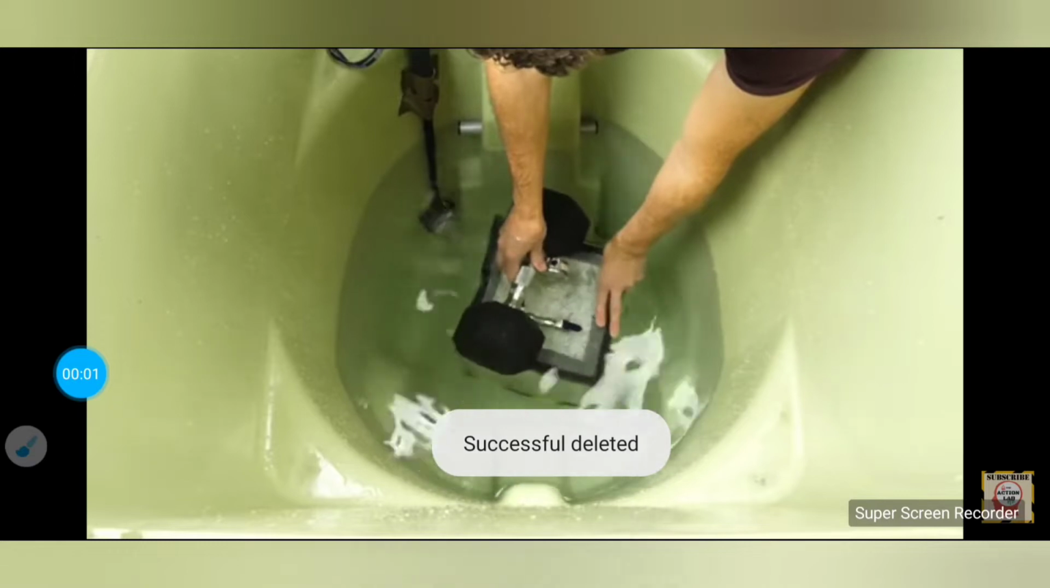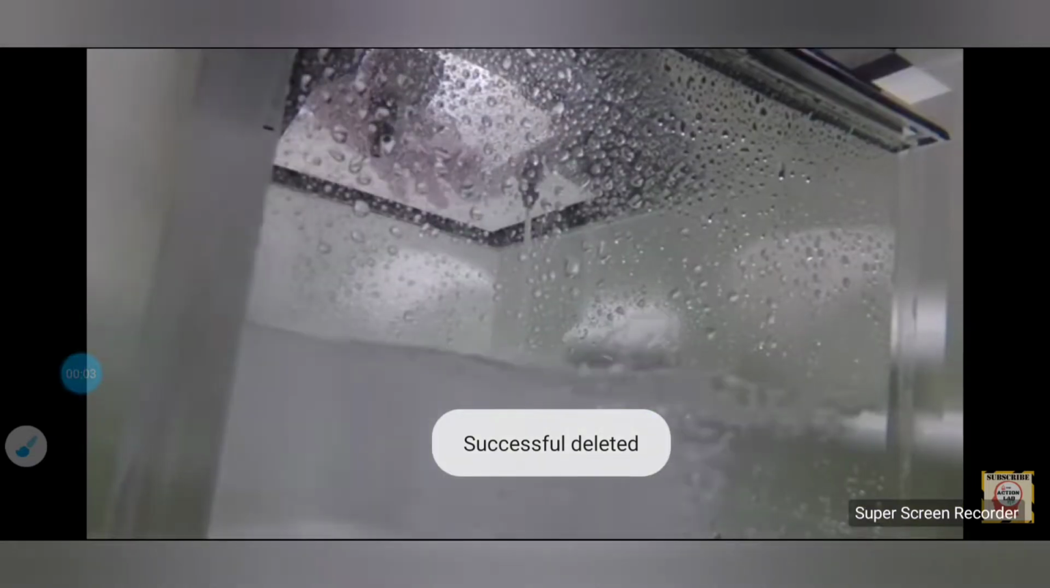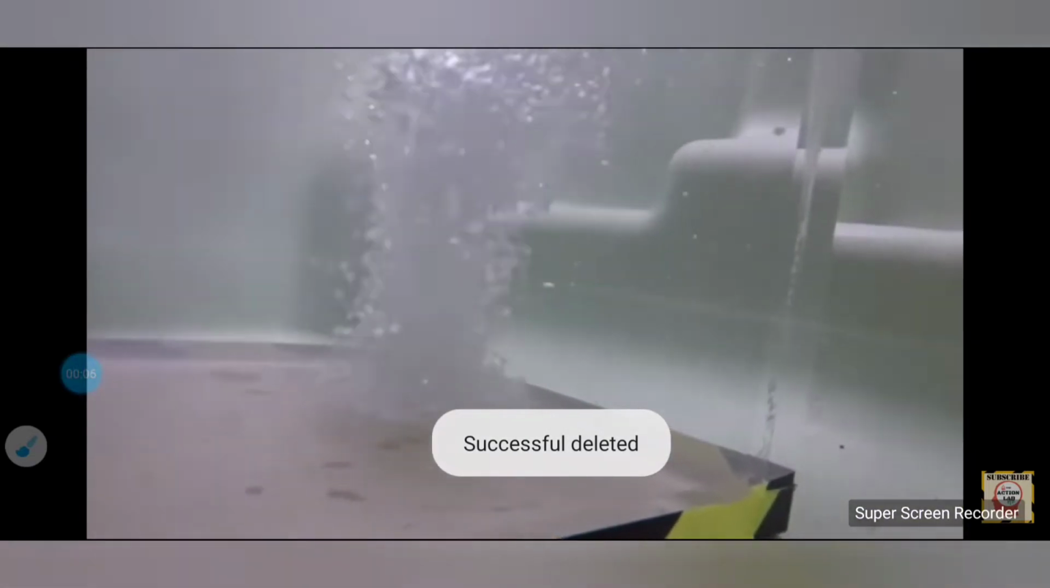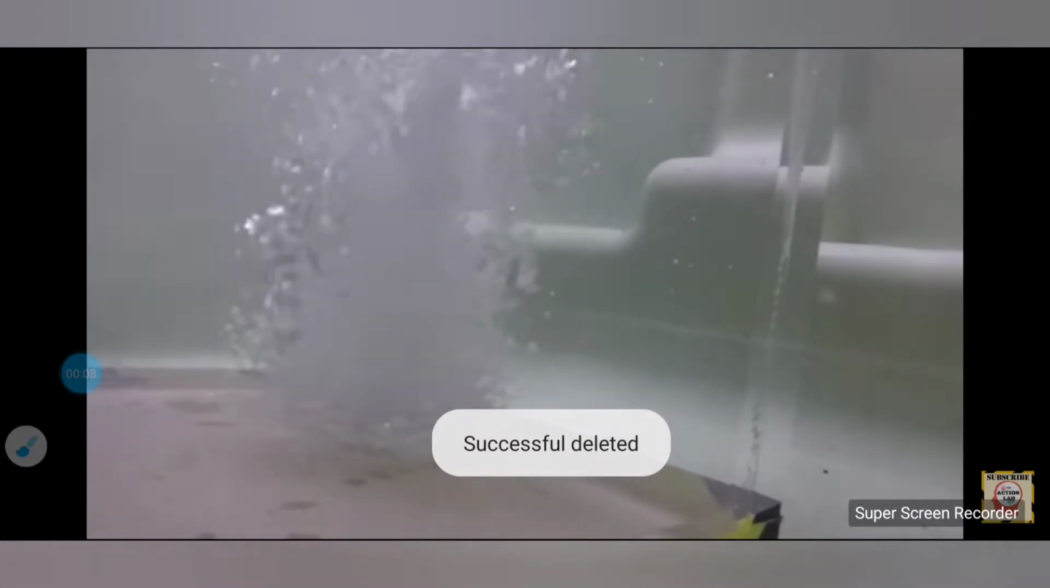So my hypothesis is a physical medium of air is required to cause bubbles underwater. My null is a physical medium of air is not required to cause bubbles underwater.